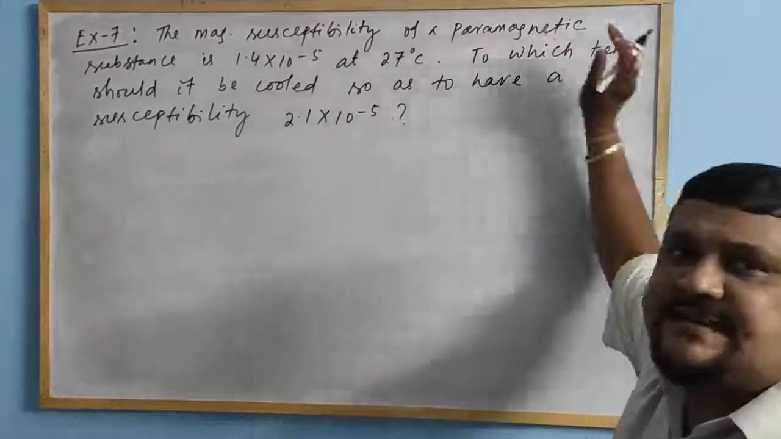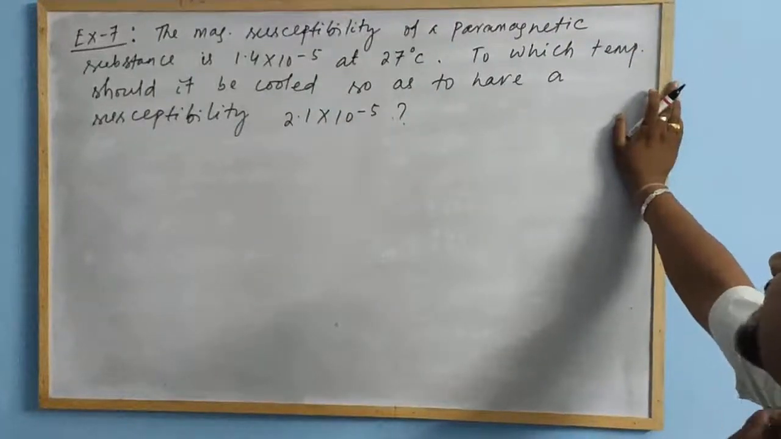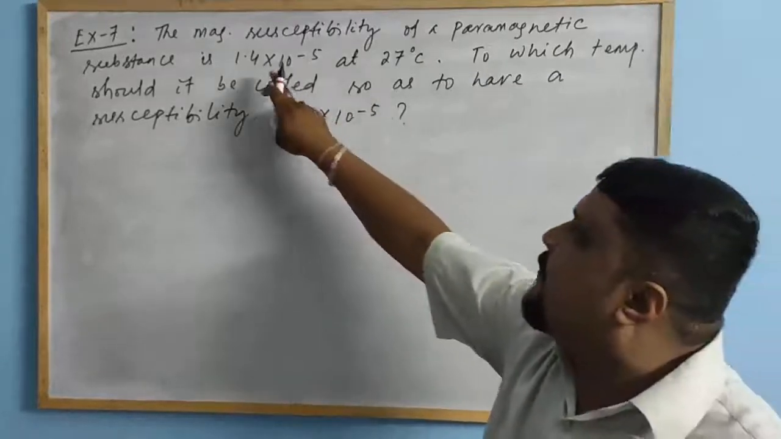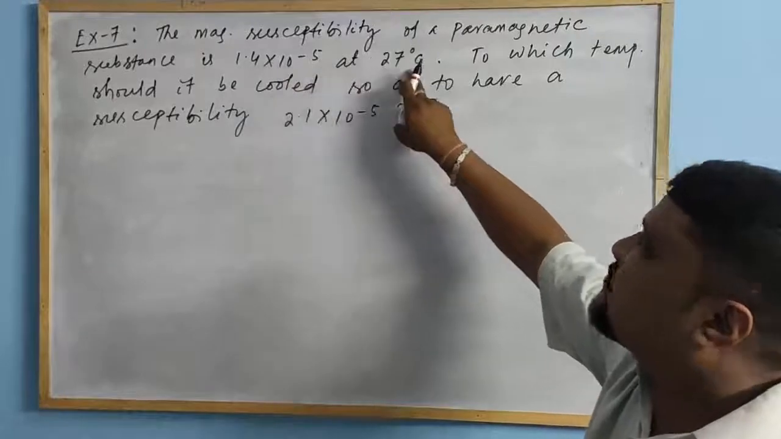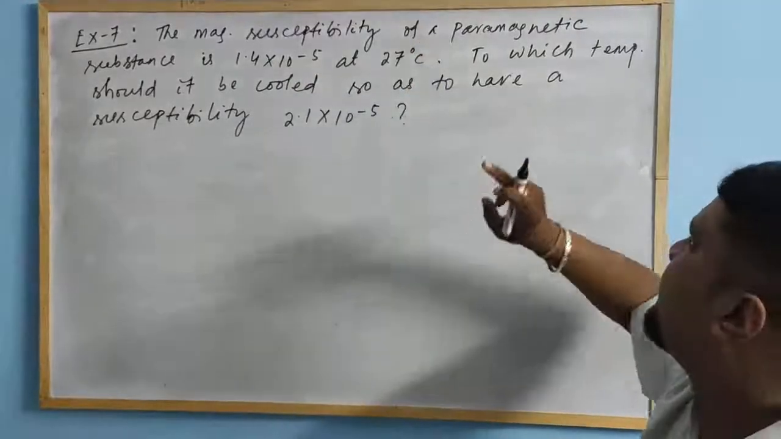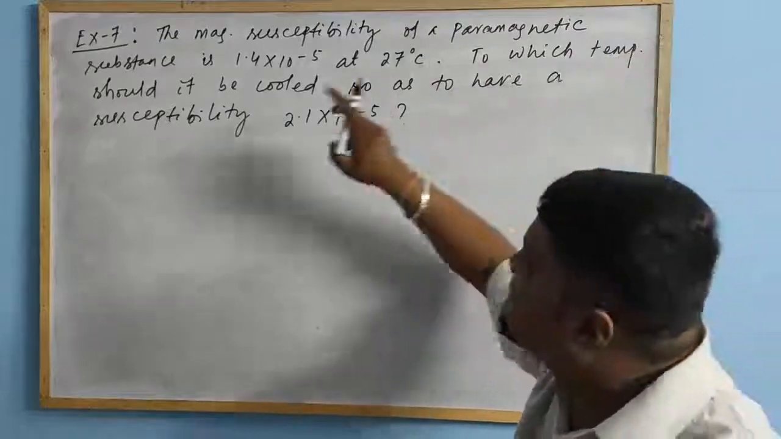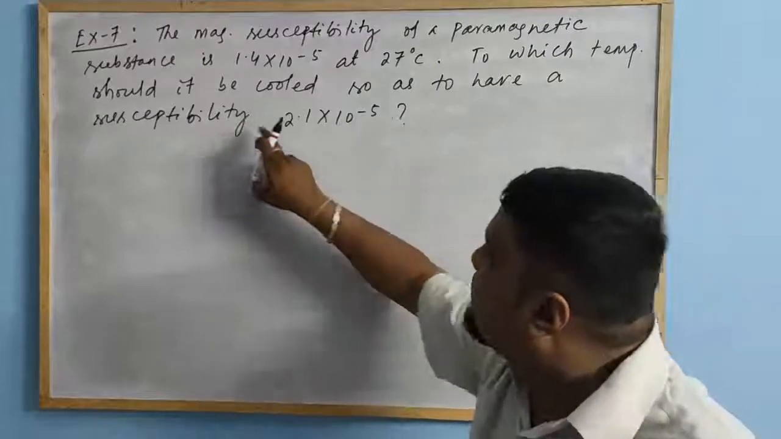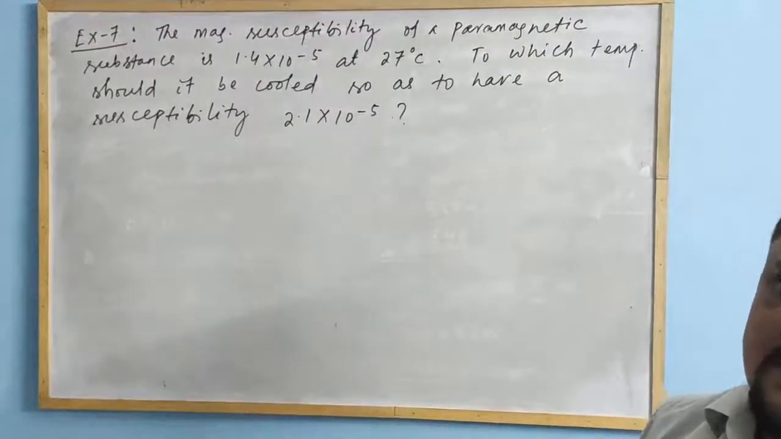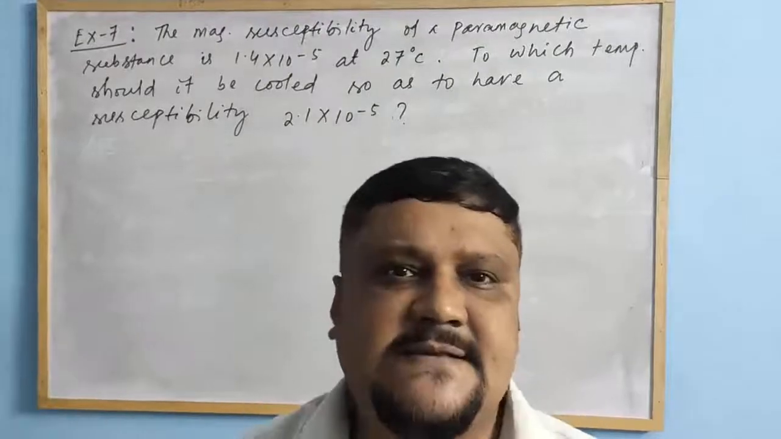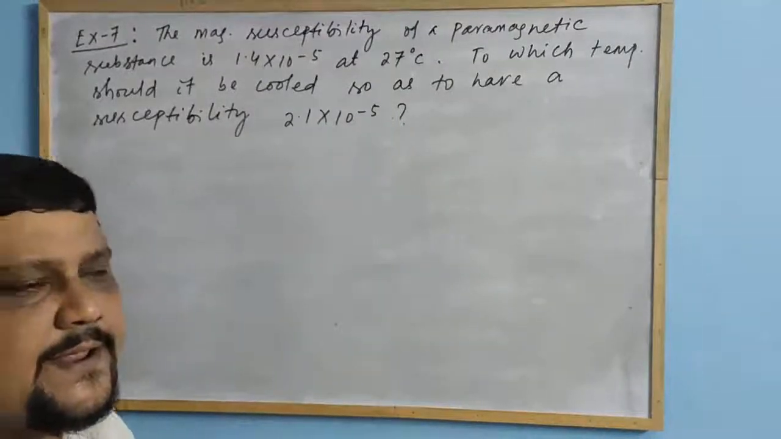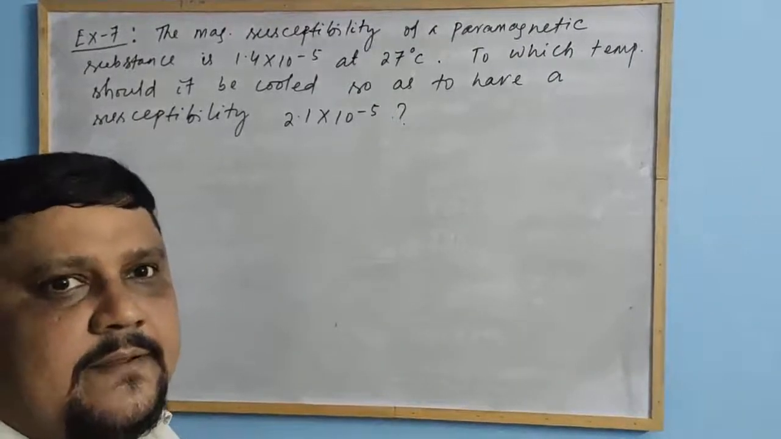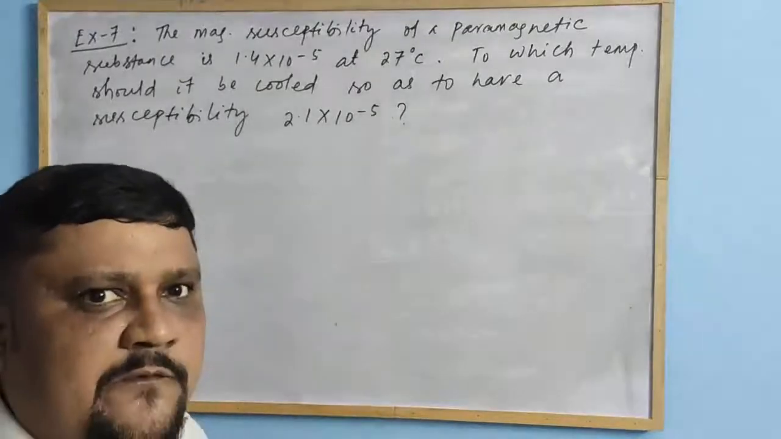Next, come to example number 7. The magnetic susceptibility of a paramagnetic substance is 1.4 into 10 to the power minus 5 at 27 degree centigrade. To which temperature should it be cooled so as to have a susceptibility of this much? That is the relation of susceptibility with the temperature for a paramagnetic substance. Already we know about the Curie law for paramagnetic and also Curie law for ferromagnetic.